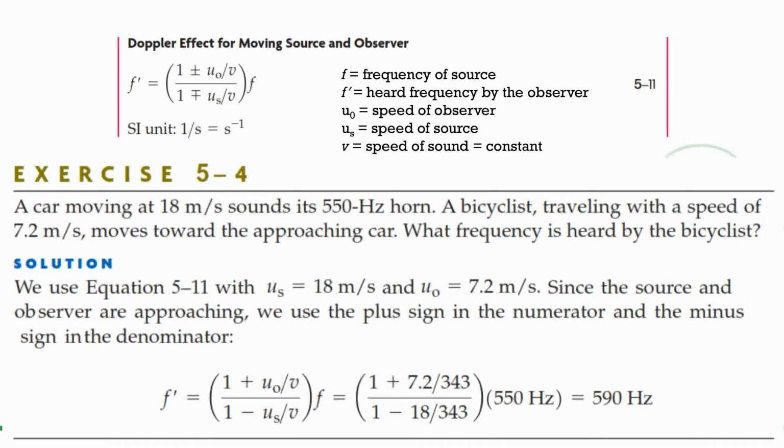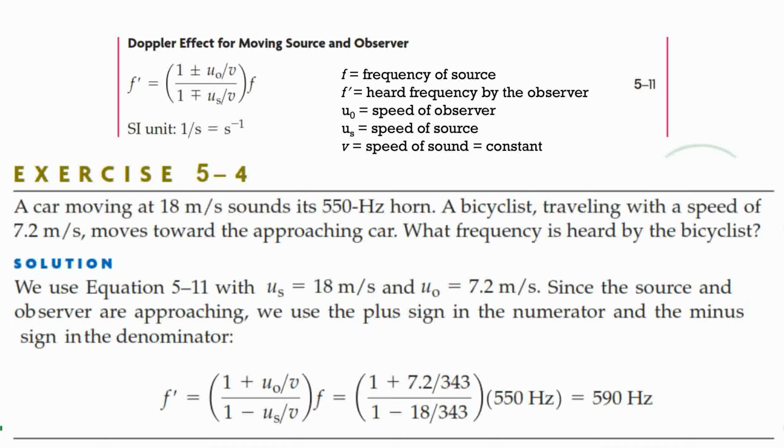We have three different speeds here. First, the plain letter V. That is the speed of sound. It's constant, usually 343 meters per second. But then you have U0 and US. U0, or UO, is the speed of the observer. That's the listener. And US is the speed of the source, the thing making the noise.